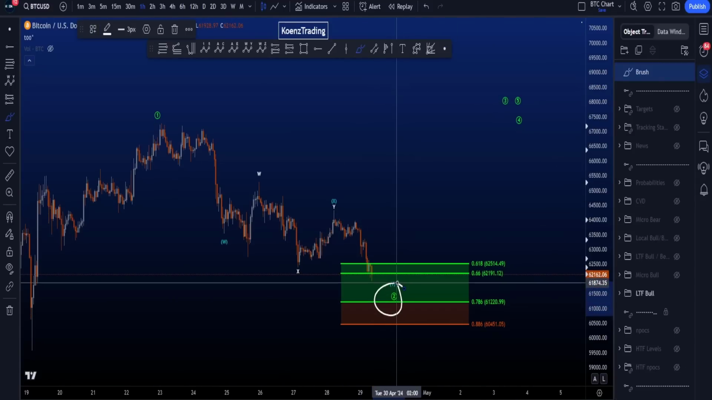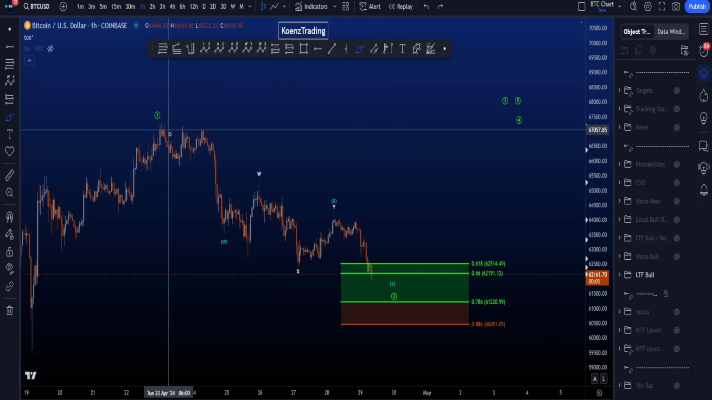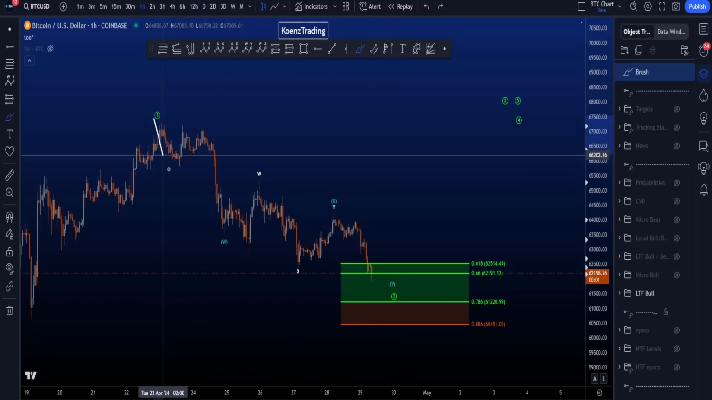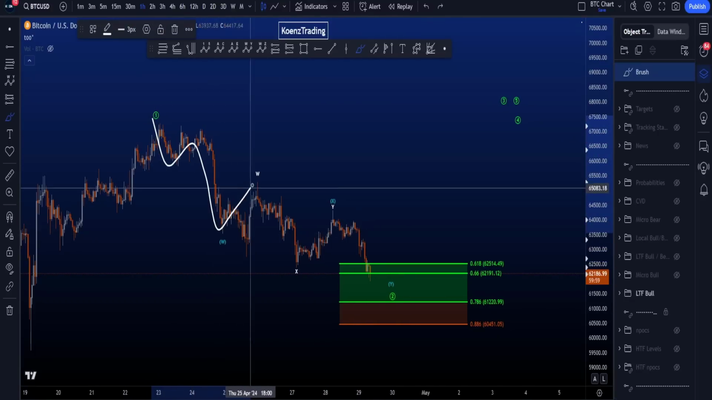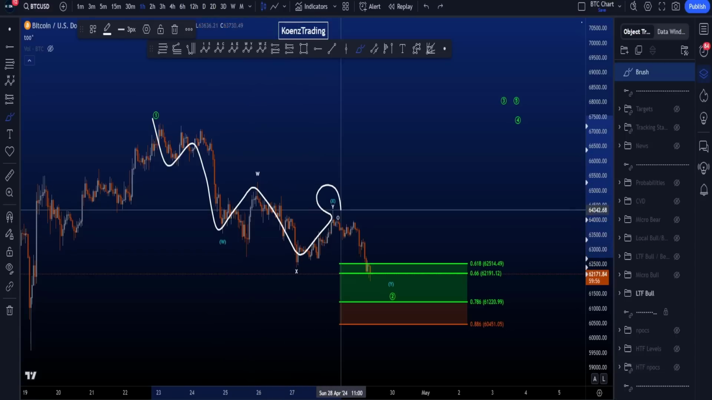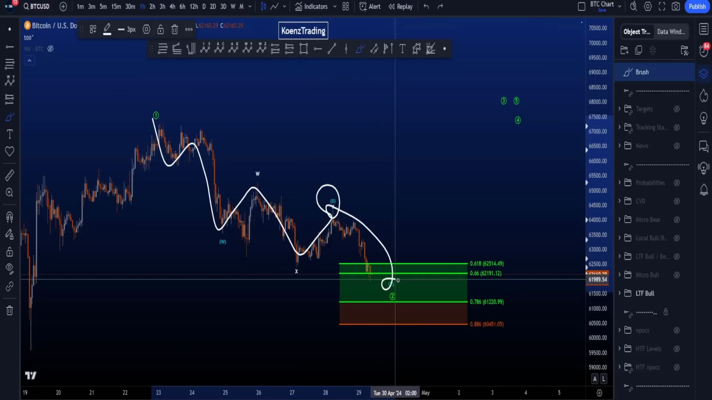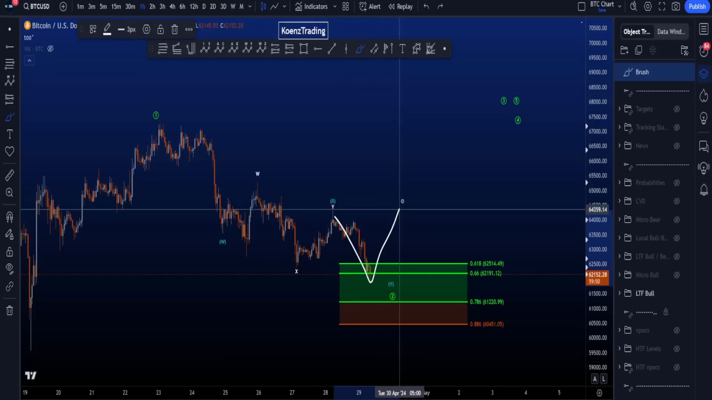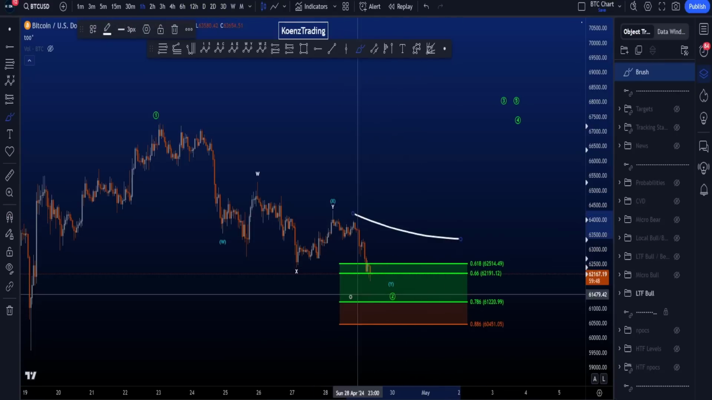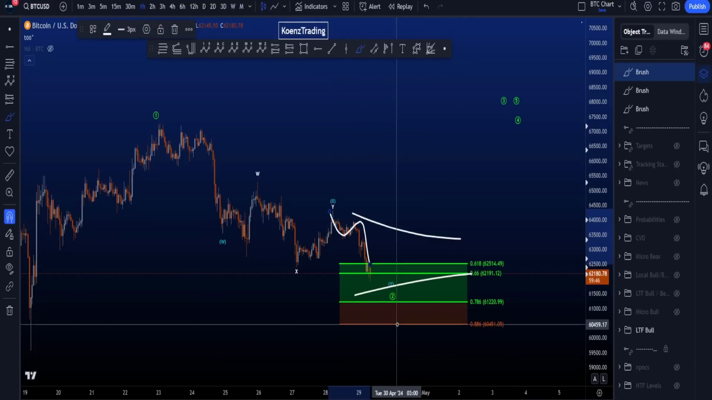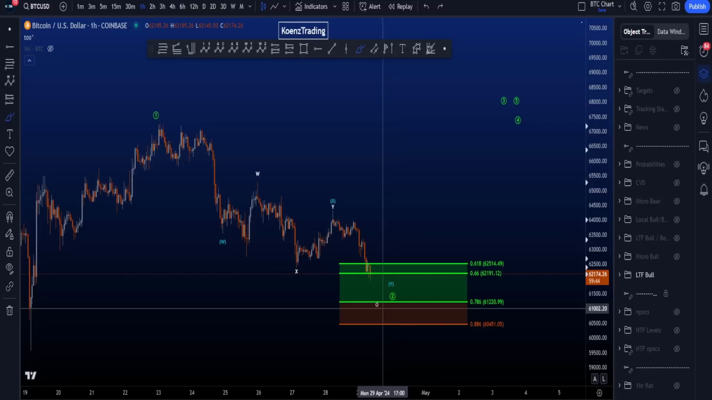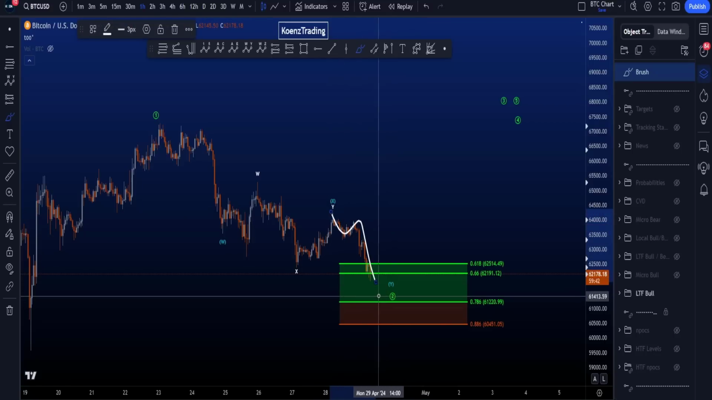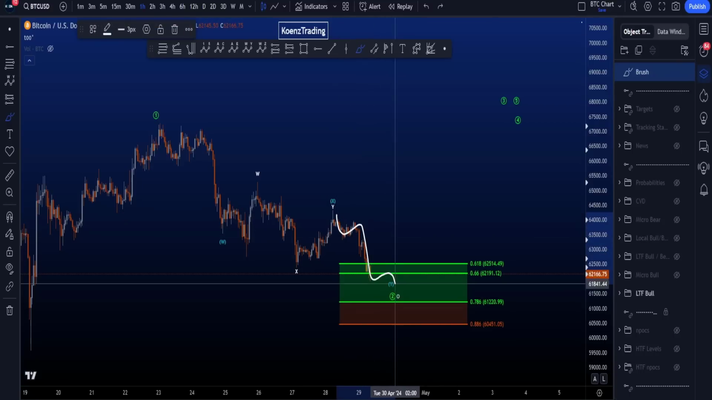Inside this wave 2, we are looking for a 3-wave corrective structure to the downside in a wave WXY, zigzag in wave W, complex WXY inside this wave X, and then inside this wave Y to the downside we either want to see a zigzag ABC, a flat structure 3-3-5, or a triangle, which also starts with a 3-wave move. So preferably, this move to the downside is a 3-wave structure and not a 5-wave structure.